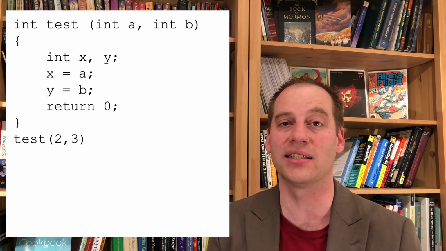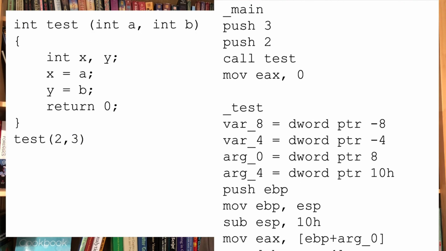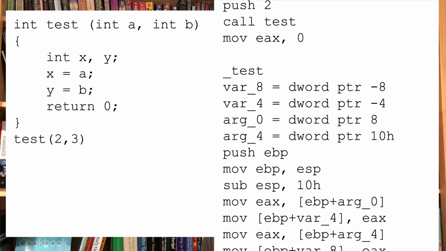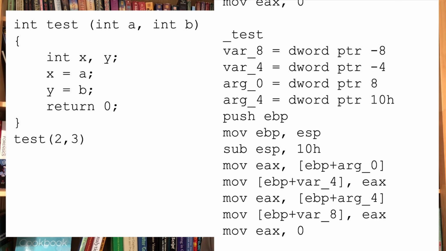The stack is commonly used when calling functions. For example, this C function translates to this assembly. Notice that we call functions. The first lines are setting up the stack for the local variables. Then we can see arg0 being moved to var4 and arg4 being moved to var8. The args and vars are referring to positions in the stack.